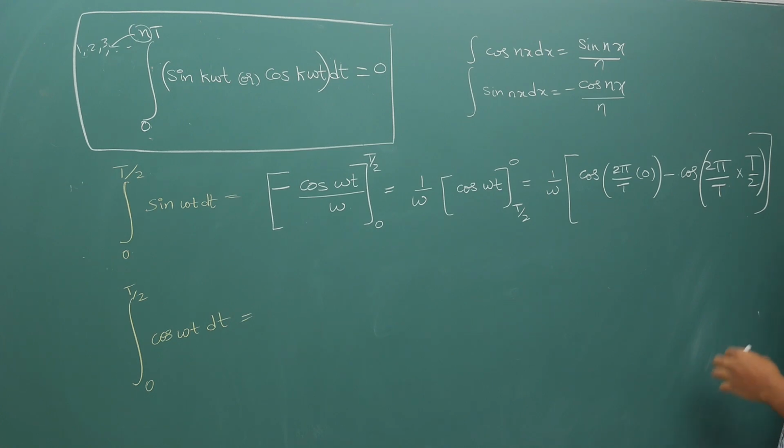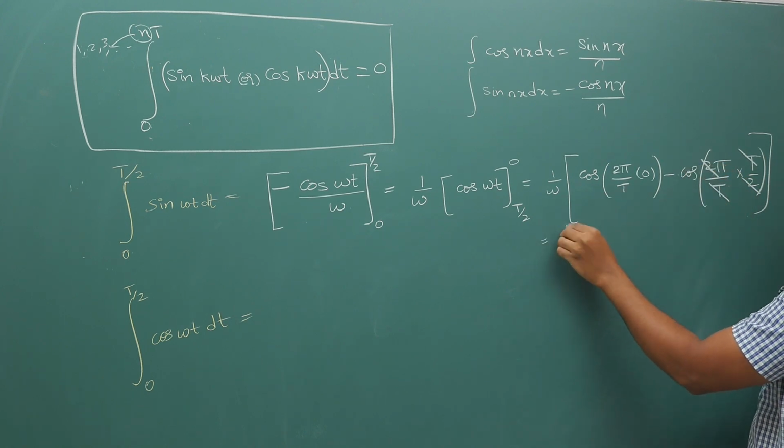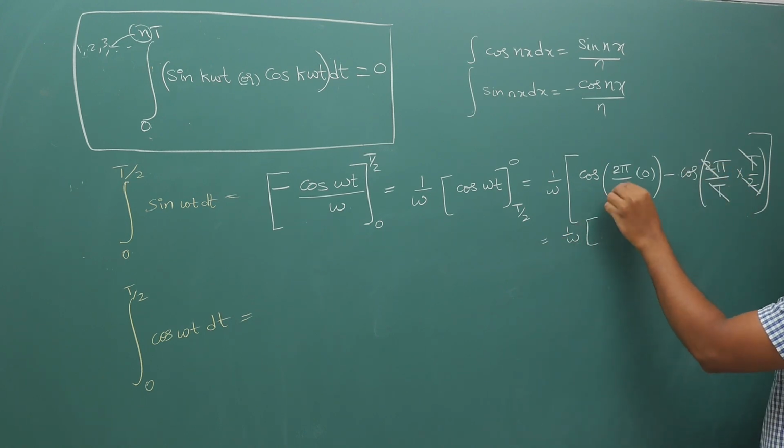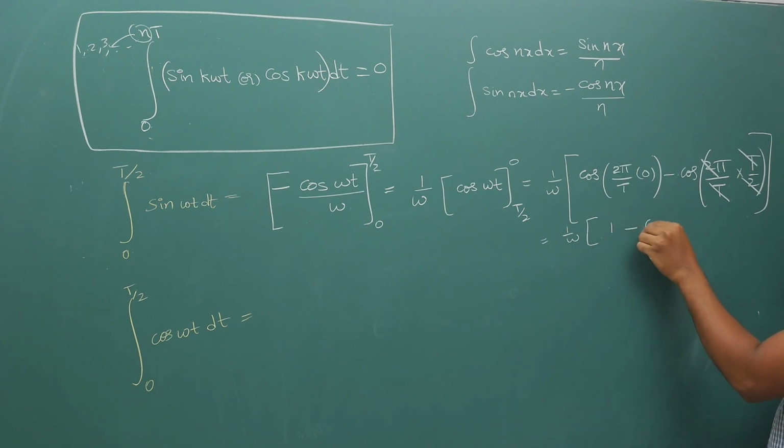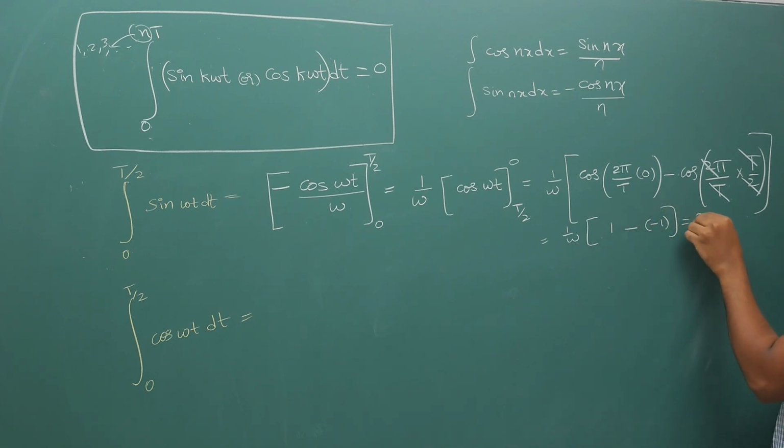So your this value is this much, okay, so t 2 will cancel off, cos 0 value is 1, so this is 1 by omega times cos 0 is 1 minus cos pi is minus 1, so you are going to get it as 2 by omega, okay. In place of omega you can substitute 2 pi by T once again, but later, for now just remember this result, integral of sin omega t for half cycle it is just simply 2 by omega.